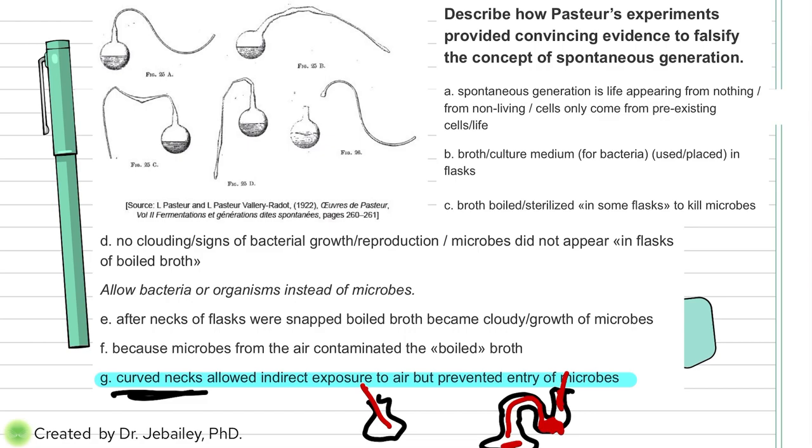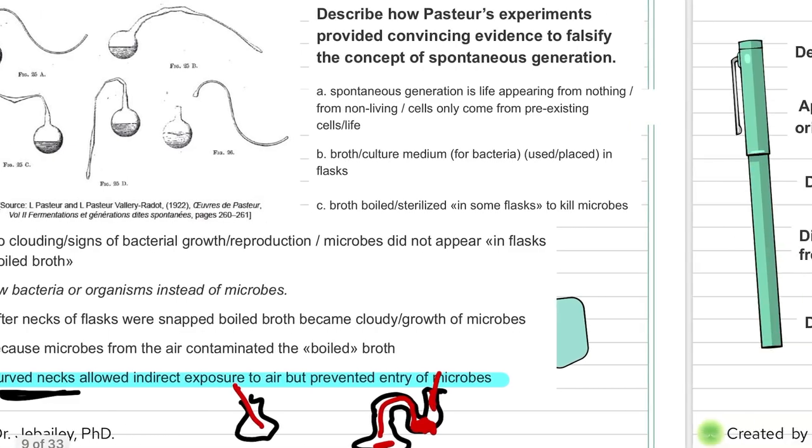Now that's the way to answer for the Pasteur experiment. Talk about the flask, talk about the broth, talk about the microbes, talk about the boiling, talk about breaking, opening the flask and allowing new microbes to come in. Mention this description and mention what spontaneous generation is and how it was debunked, and you get those full points.